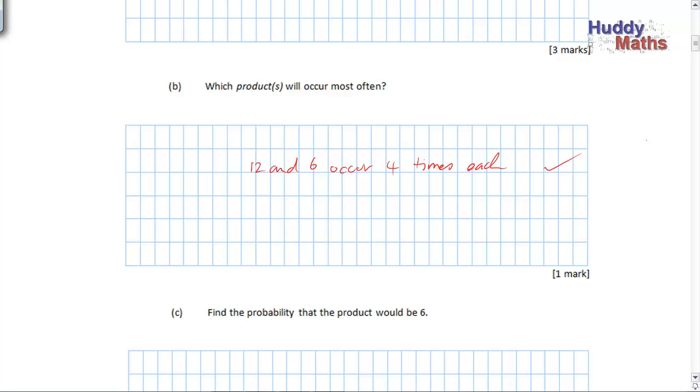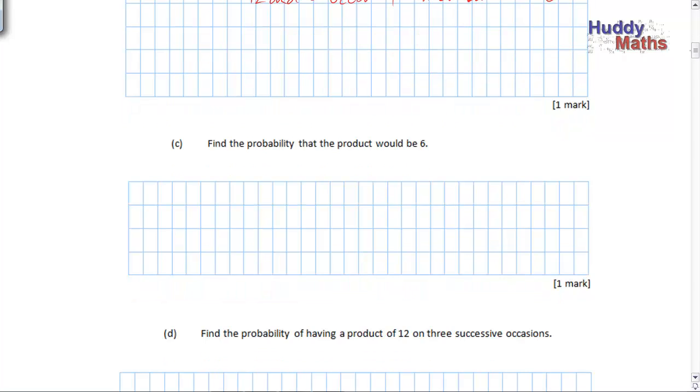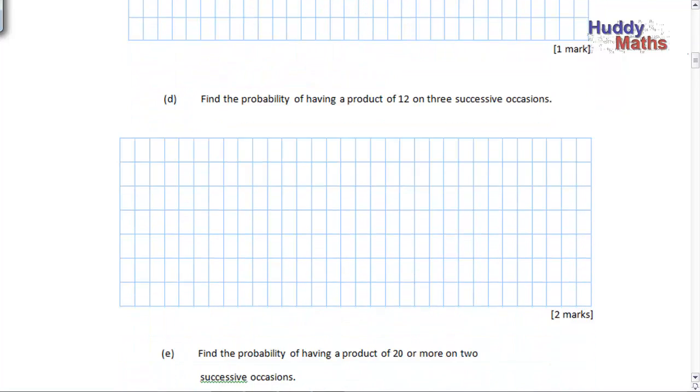Find the probability coming down here that the product would be 6. Okay, so we just counted them up, so we'd put something like this. Probability of 6 is 4 out of 36, or 1/9. Only 1 mark for that. A basic probability question. Okay, let's go to 10.